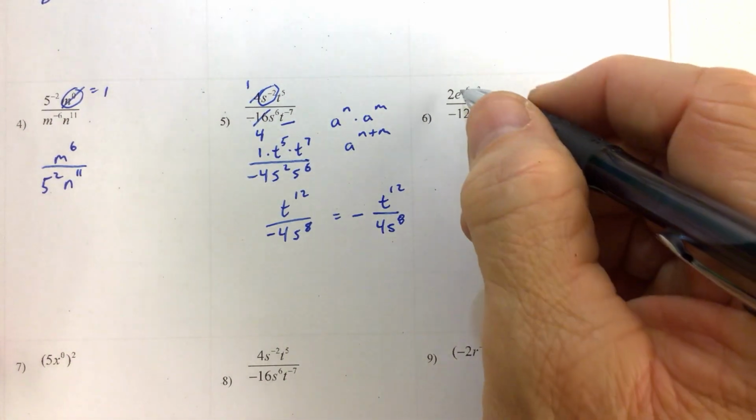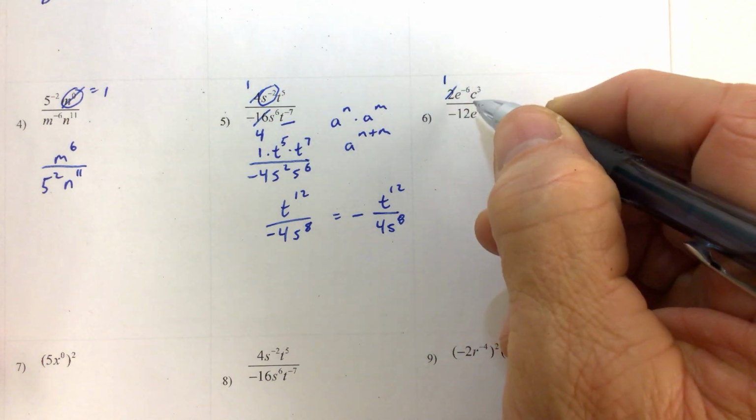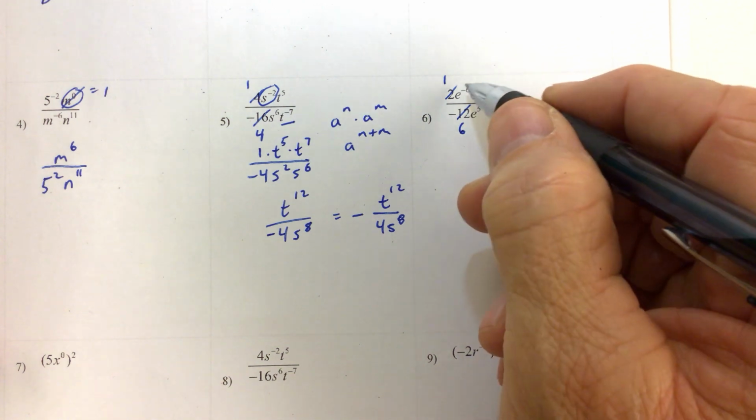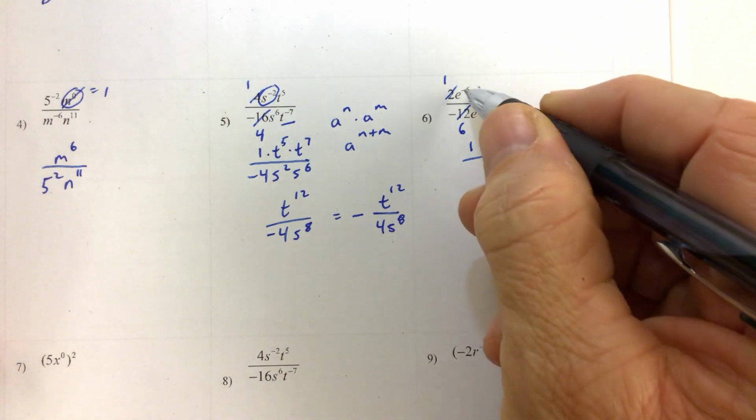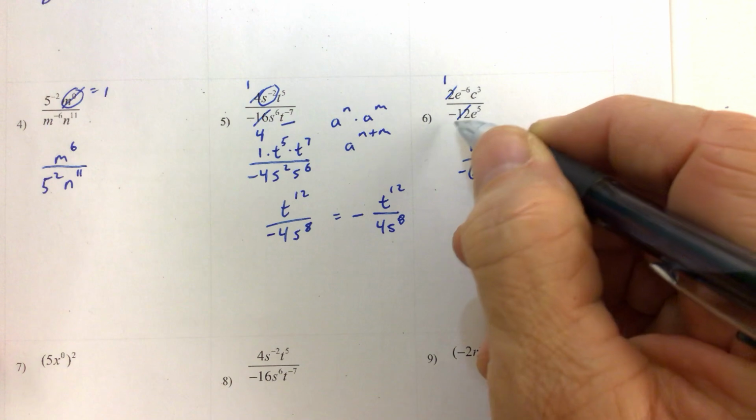Number 6. First thing we're going to do is tackle the coefficients. 2 divides evenly into 2 once. 2 divides evenly into 12 6 times. Using that same strategy as before, the 1 has a positive exponent. The e has a negative exponent on the top, and so we're going to leave the negative 6 there.